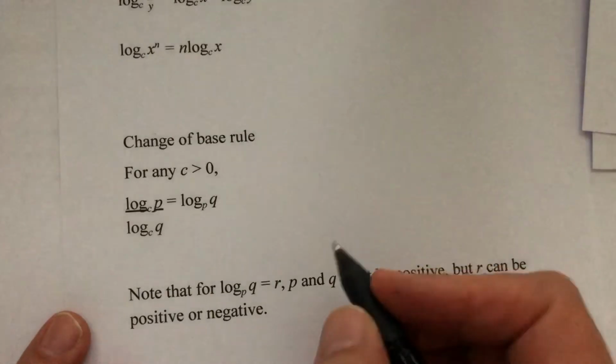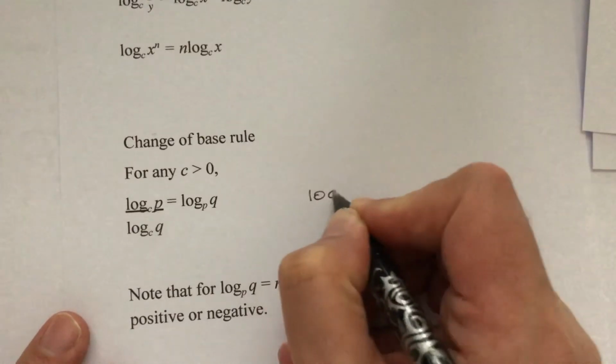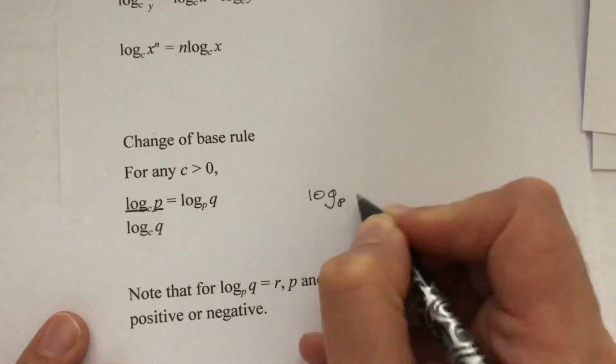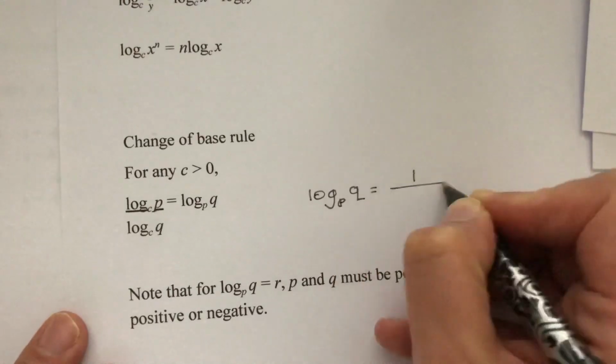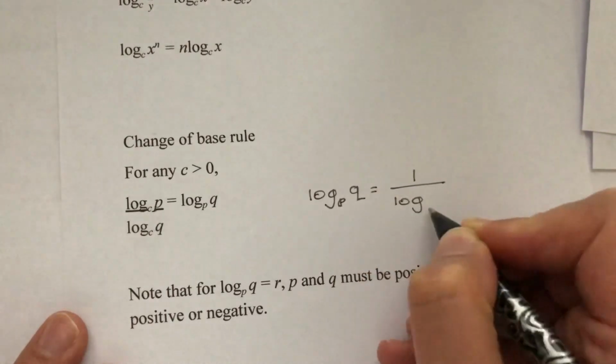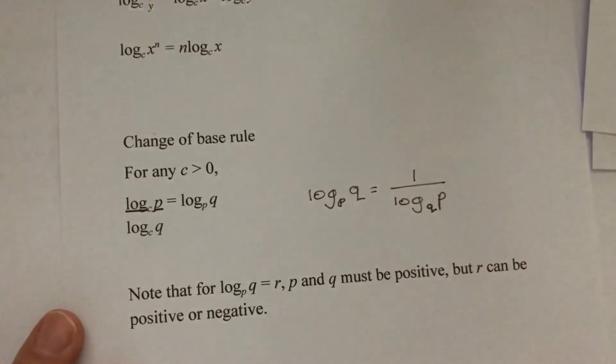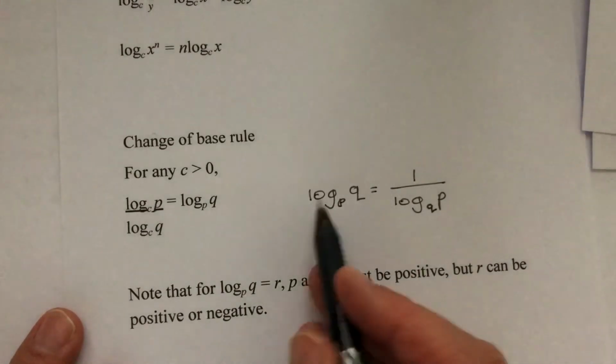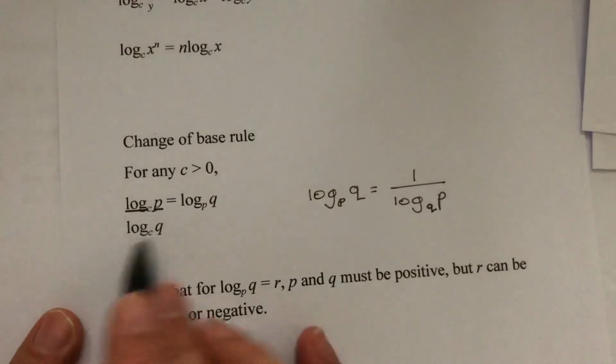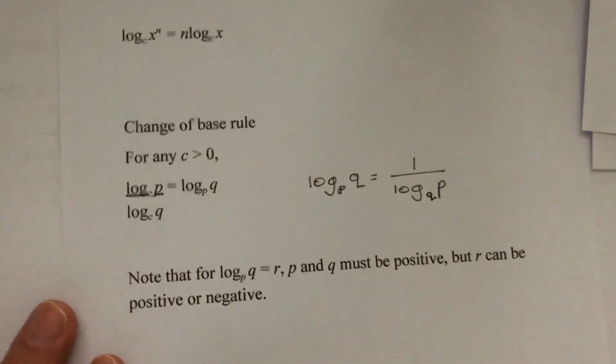Okay, and from that, you can also say that log to the base p of q is 1 over log to the base q of p, because the way it separates out, and then you reciprocate it and you get that.